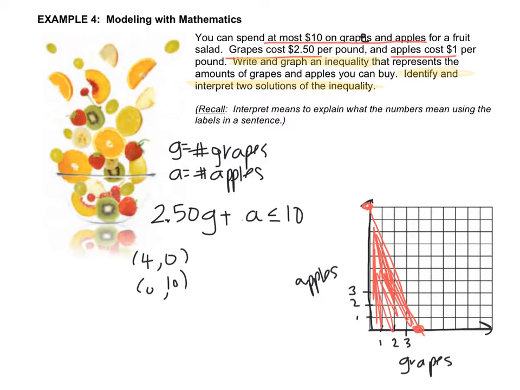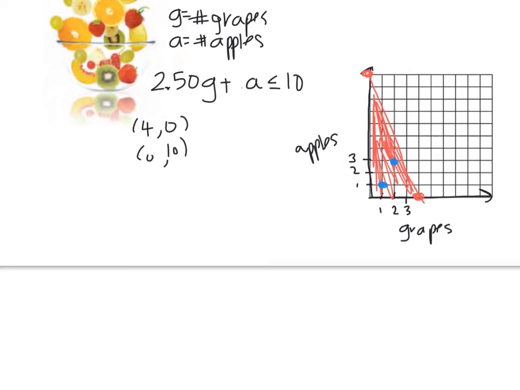Now solutions are numbers in the story that work. So we're going to just kind of make 2 dots. So I can do (1, 1), that's in the shaded section, and let's do (2, 3). There's lots and lots of points you can pick. Those are the ones that I'm picking. So we have to interpret them, which means to explain what it means using the labels in the sentence.